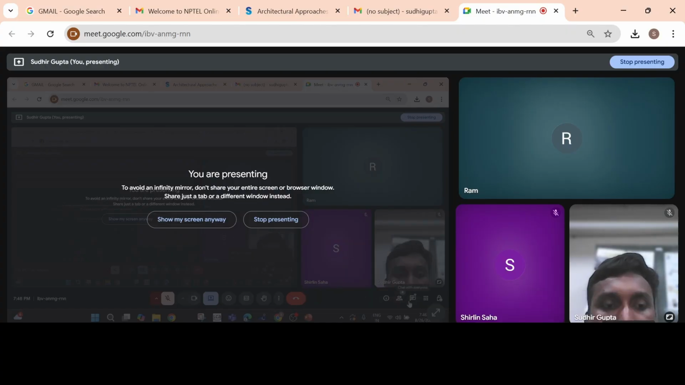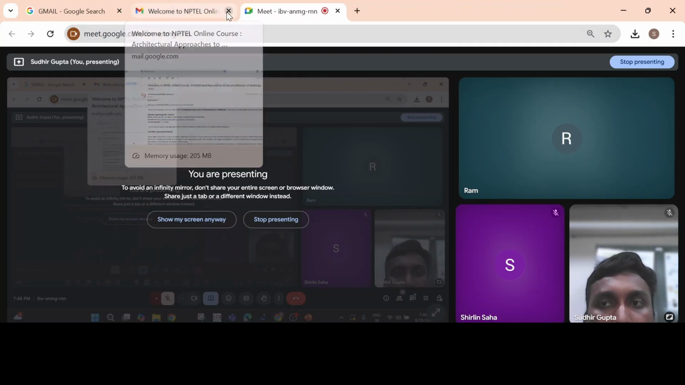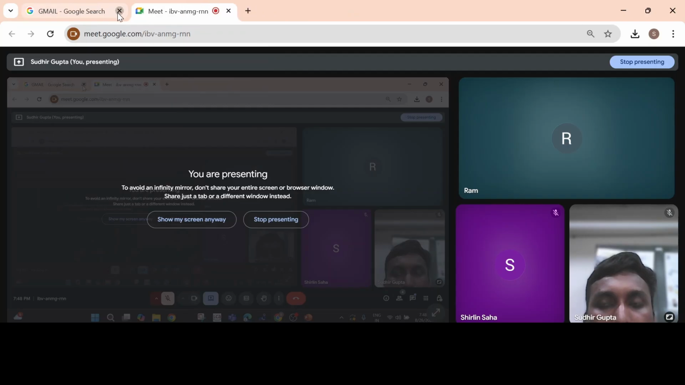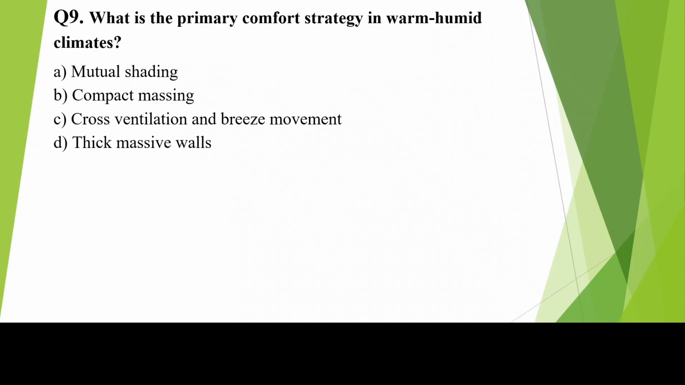Okay, Sam and Celine both are very active and they are able to answer it, and they have marked option C. So they have understood the concept very well and the content of week 5 lecture 2, that is cross ventilation and breeze movement. This becomes very important if you are residing in warm and humid climate conditions.